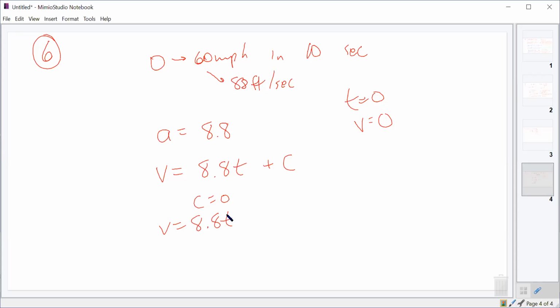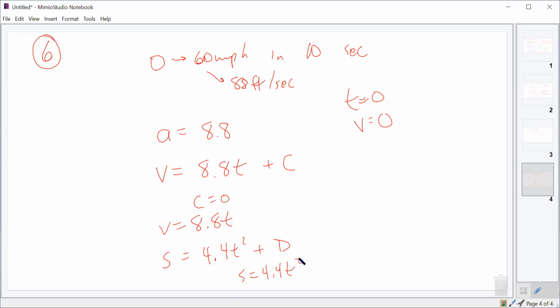So what is the position? Because we're interested in the position or the distance that it travels, right? The position ought to be 4.4t squared plus some other constant. Well, what's that other constant? What is the position of this thing at t equals 0? 0. So what's that constant? 0. So s is just 4.4t squared.